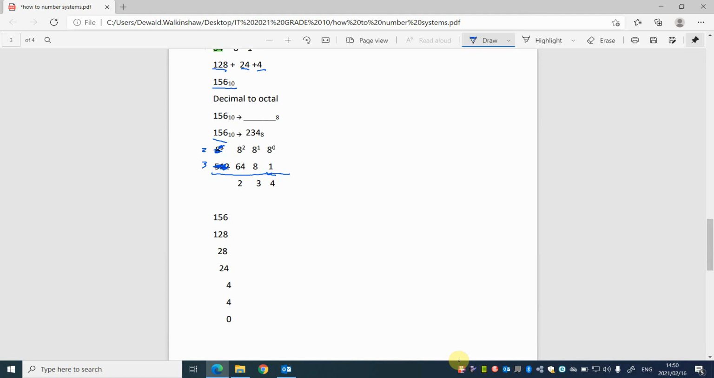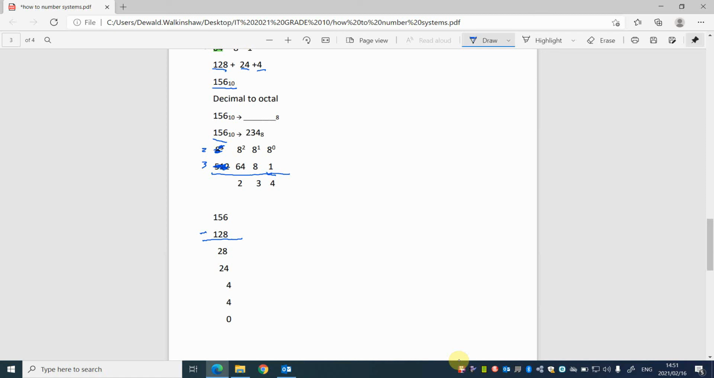Okay, so now it's exactly the same steps again. I'm going to write down my 156, and I'm going to ask myself, how many times does 64 go into 156? If you do 156 divided by 64 on your calculator, you will get 2 comma something. You just use the 2, and then you ask yourself, what is 156 minus 2 times 64? 2 times 64 equals 128, so 156 minus 128 equals 28.